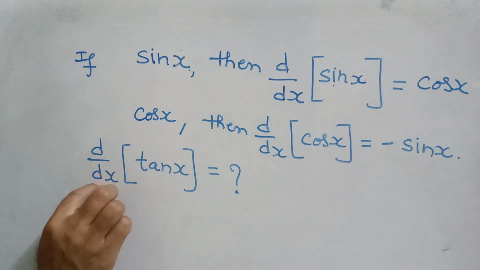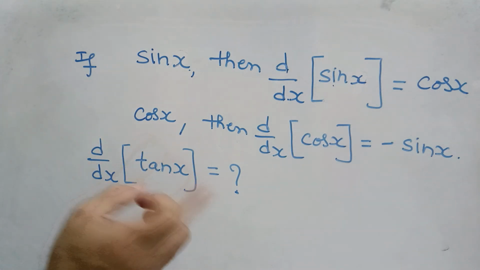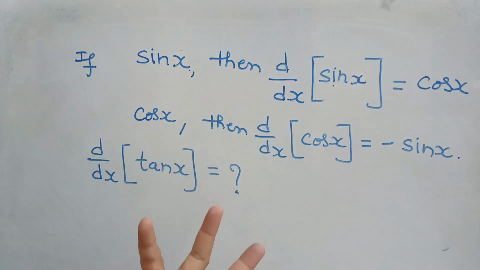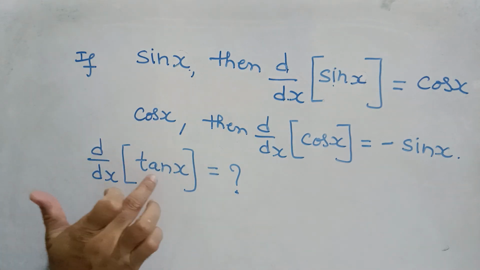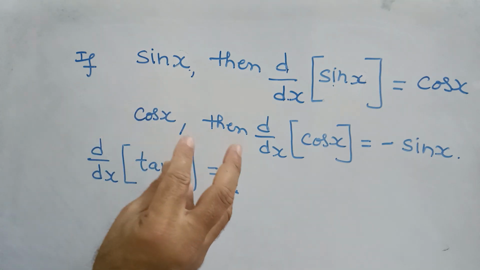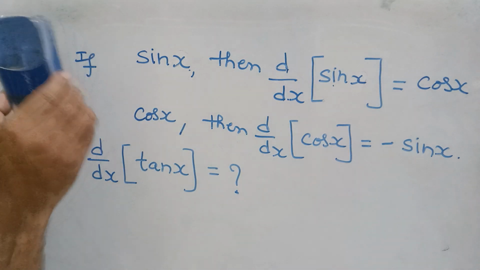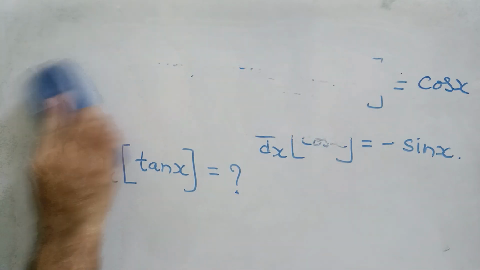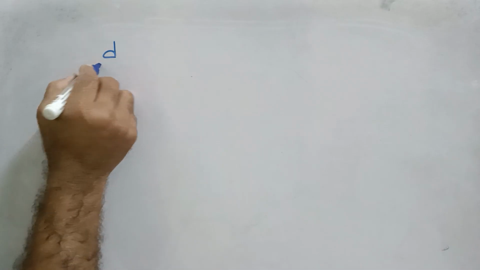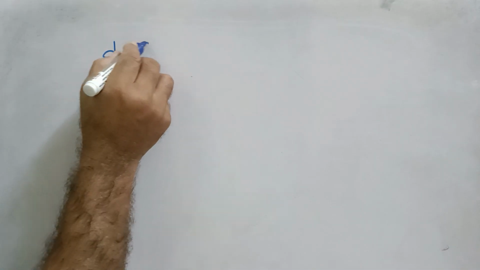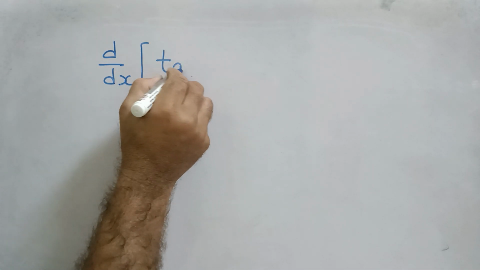To find the d by dx of tan x, first you should know what tan x is. How do you define tan x? If you know the definition of tan x, then you apply the derivative to it. So I will explain this. What is the derivative of tan x? D by dx of tan x, I am asking.